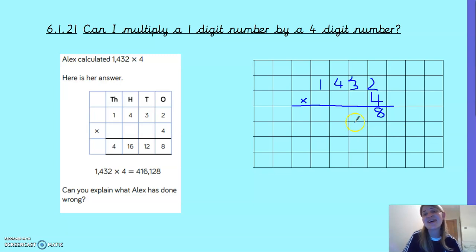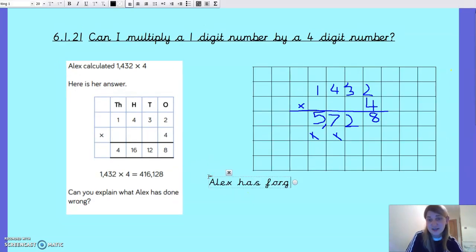I need to carry. So I would put my 2 here, carry my 1 over, yeah? And then I would do 4 times 4 is 16. Add my 1 would equal 17. And I carry my 1 over. And then I do 4 times 1 is 4. And then I add the 1 that I've carried, 5. So actually, my answer to that question is 5,728, okay?